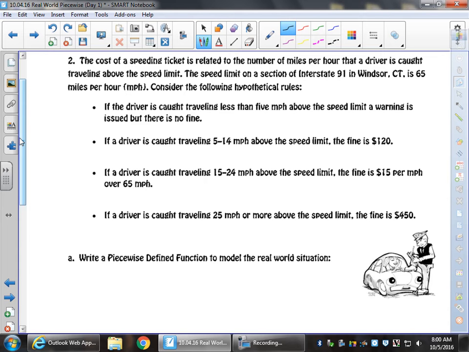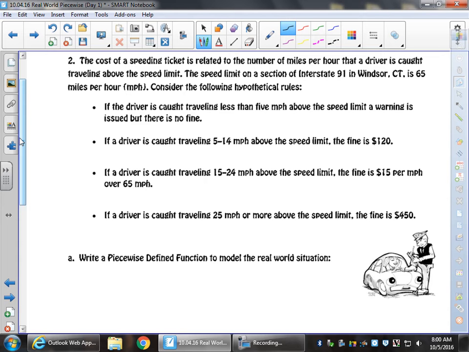The cost of a speeding ticket is related to the number of miles per hour that a driver is caught traveling above the speed limit. Common sense. We all have an idea of that. The speed limit on a section of I-91 in Windsor is 65 miles per hour. Consider the following hypothetical rules.